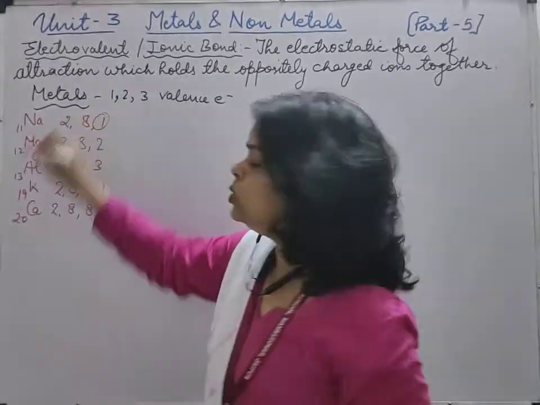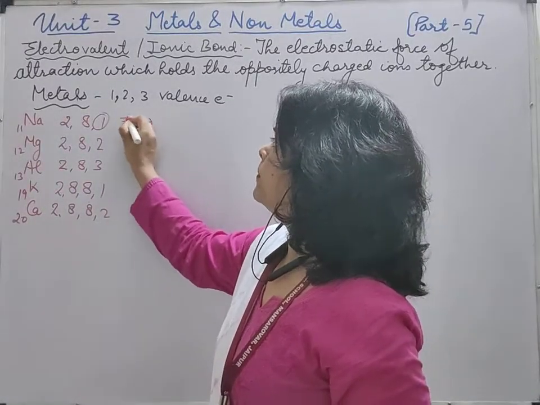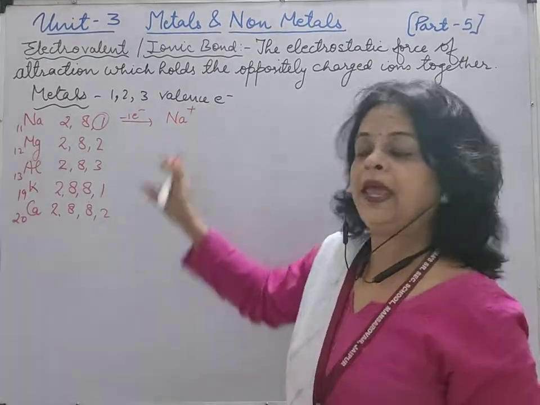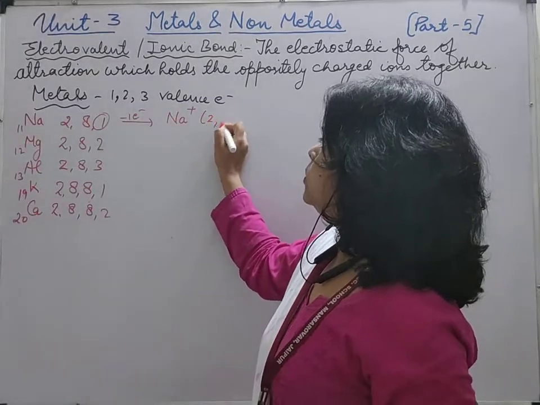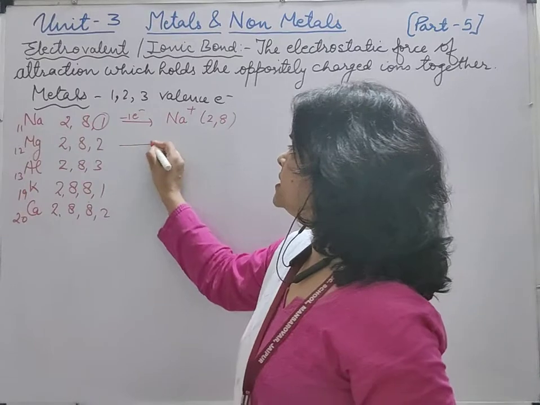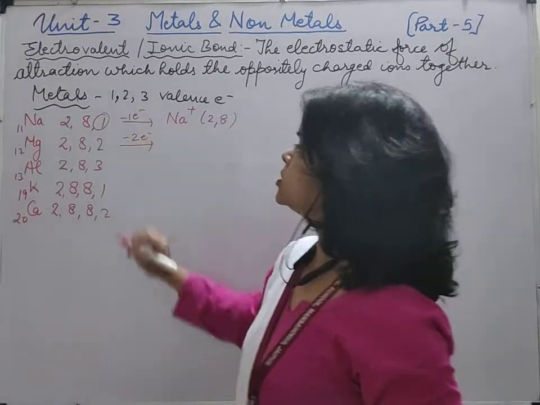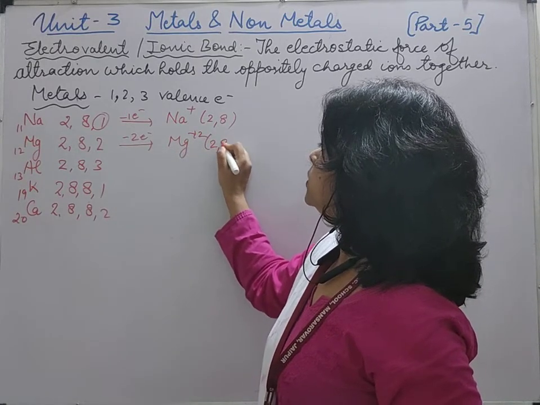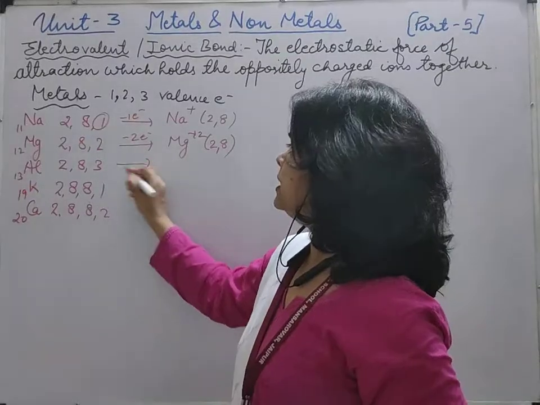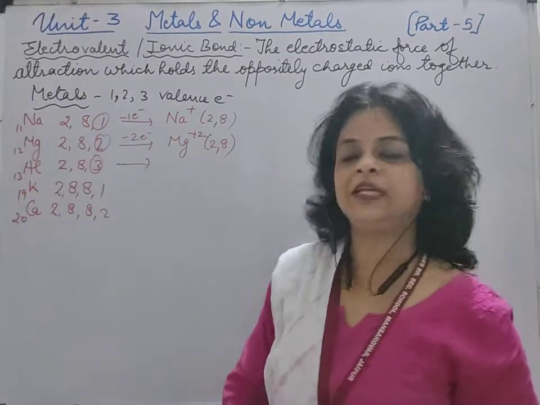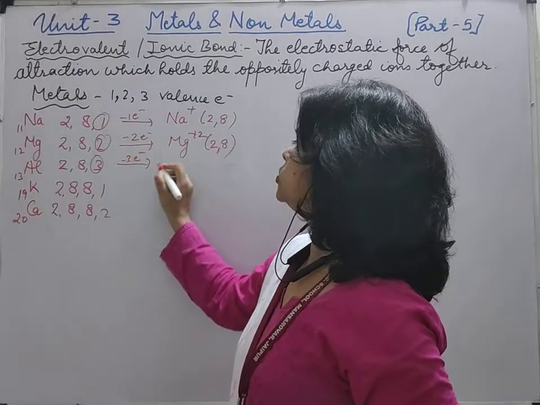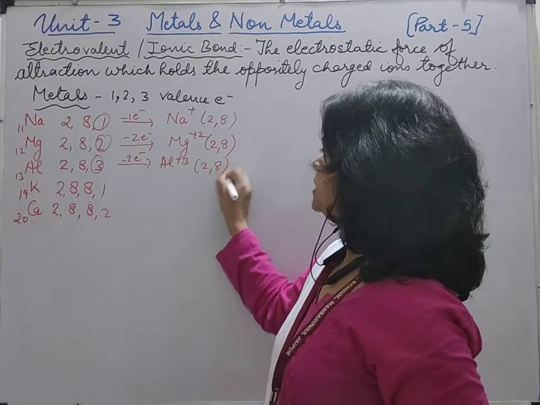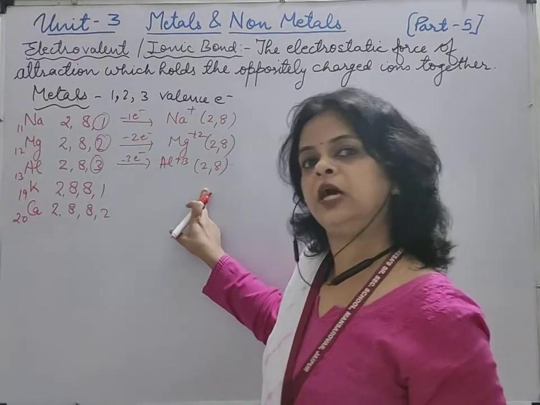If sodium loses an electron, it is going to form Na plus. What is the configuration over here? 2, 8. Now, if magnesium loses 2 electrons, it becomes Mg 2 plus and the configuration is 2, 8. If aluminium loses 3 electrons from its valence, it is going to have a +3 charge and the configuration will become 2, 8. That is the neon gas configuration they will achieve.